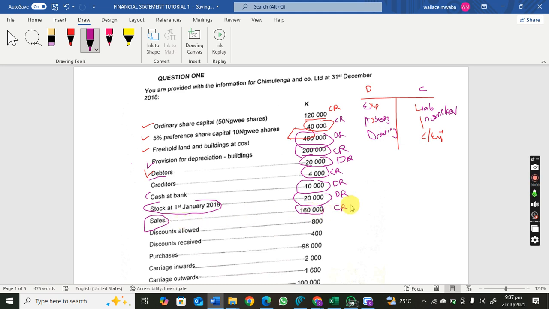Sales, sales already credit, we already put on the credit side. Discount allowed. This is when you offer your customers a discount. Okay, so it means they are paying less. Alright, so since they are paying less, you treat that as a loss on your side because you're getting less money, and losses are treated like expenses. So we can see on the debit side we have expenses. So discount allowed, debit side, this is a loss which is treated like an expense.